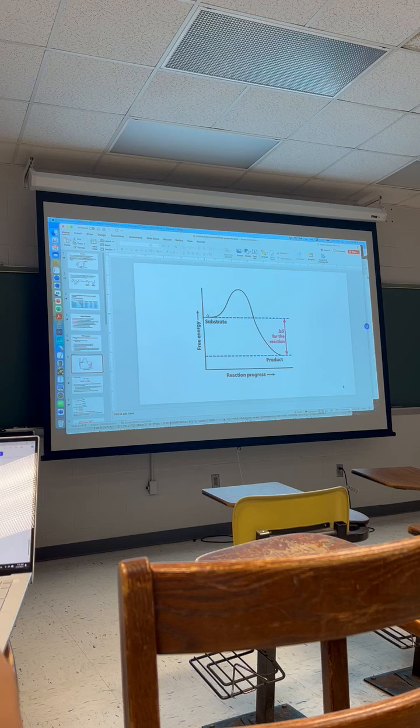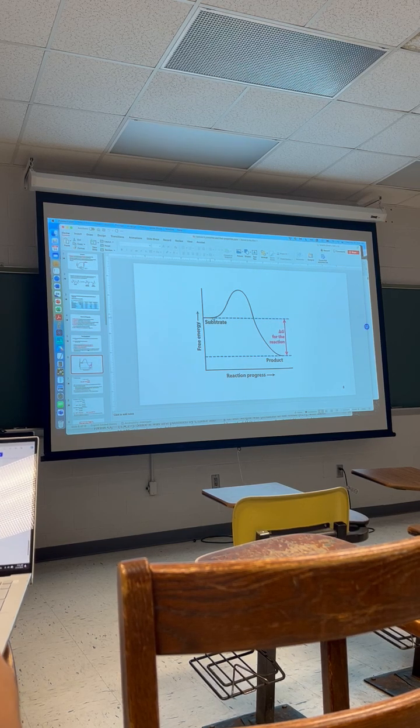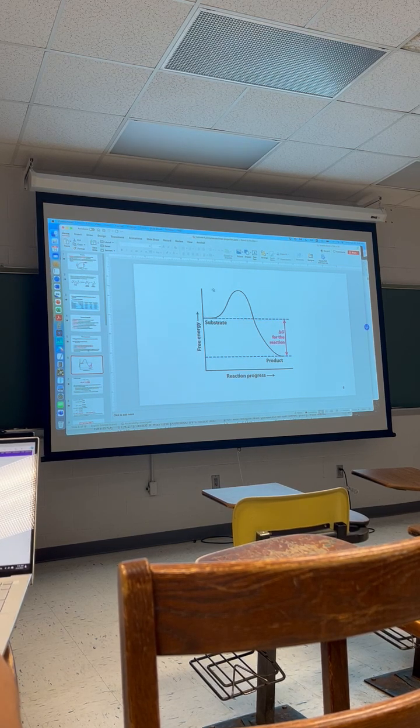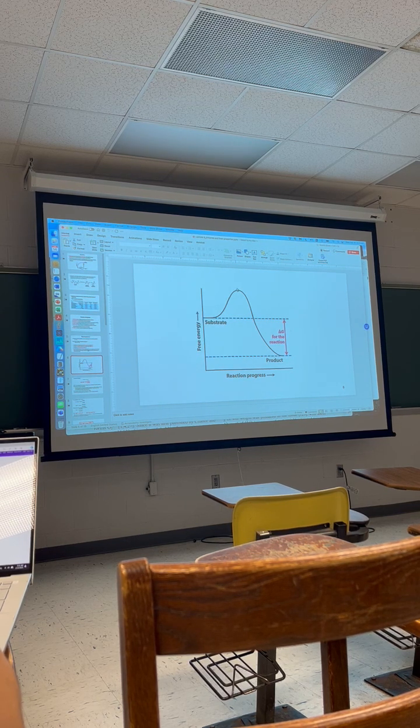How fast it would occur depends on how high the energy of this transition state is. The substrate, in order to be converted into product, has to go over the hump, over the hill, and the taller, the higher the hill, the harder it is to go through it.